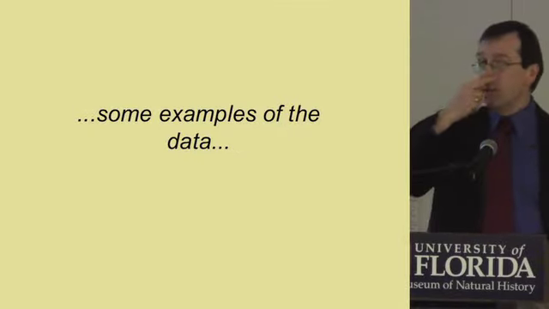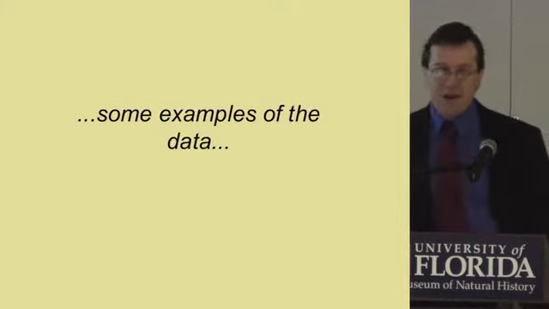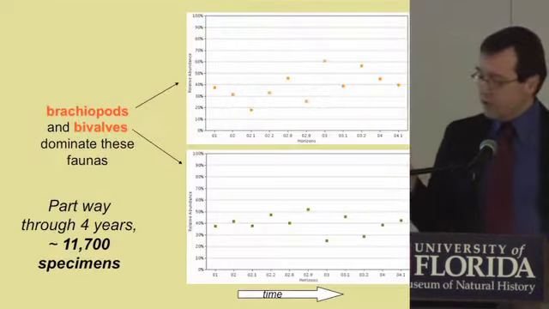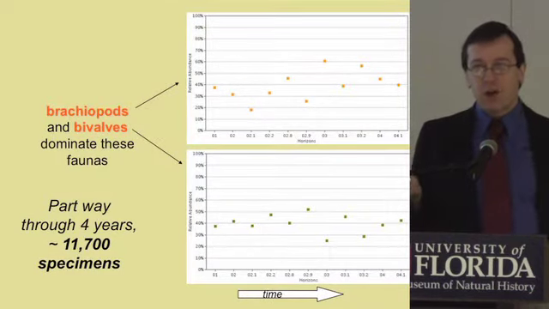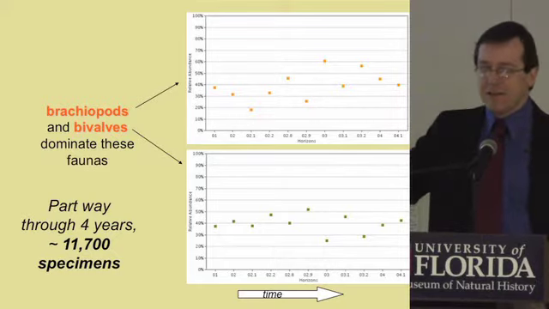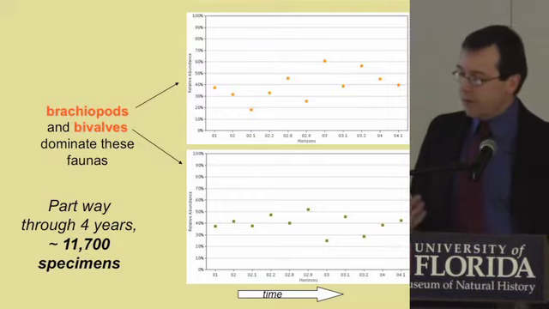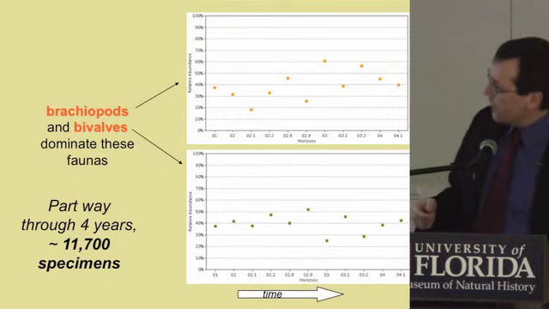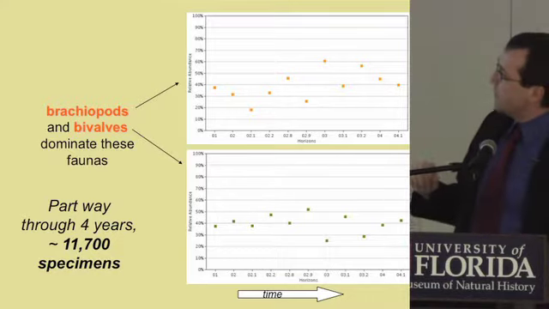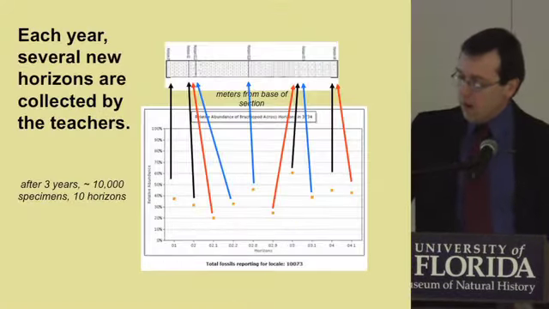So very quickly, I promise not to bore you with a lot of data, but I'm sure a few of you are interested. Well, what kind of data are you collecting? Well, right now, after 4 years, we have so far 11,700 specimens for which we have taxonomic and size data. And one of the plots on the right simply shows time from left to right there: the variation in relative abundance of brachiopods on the top and bivalves on the bottom.